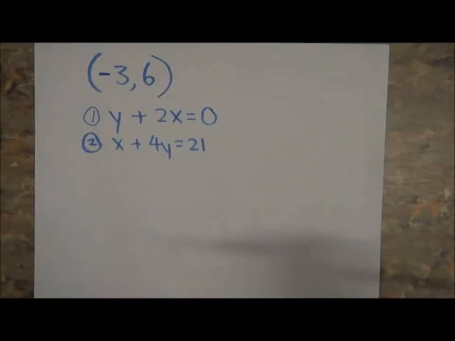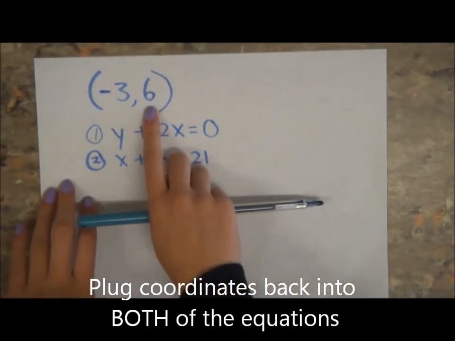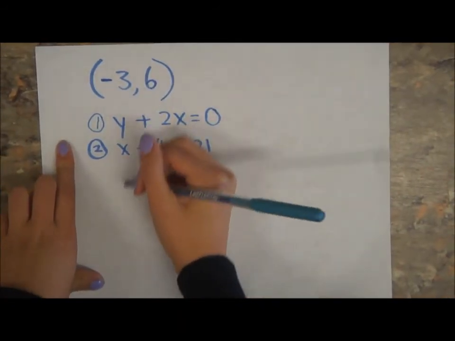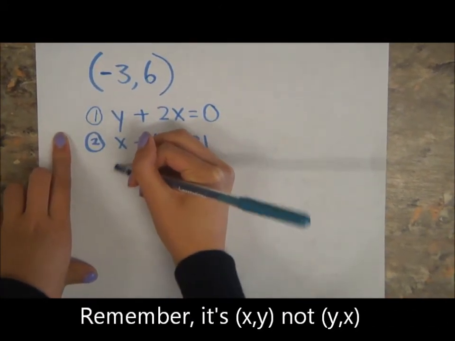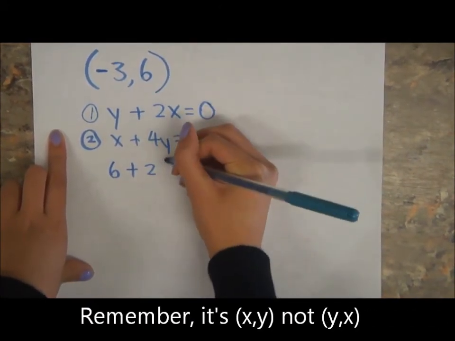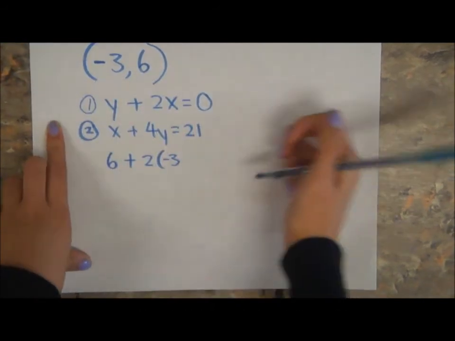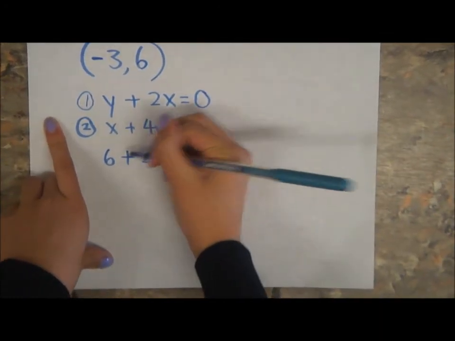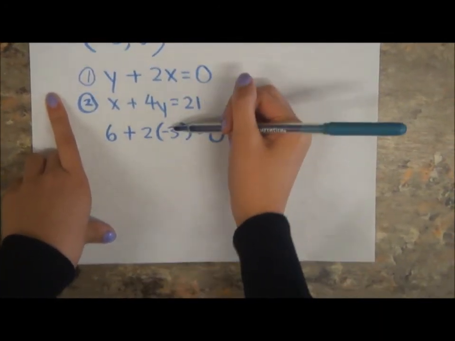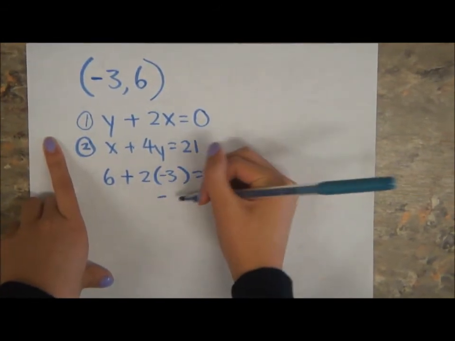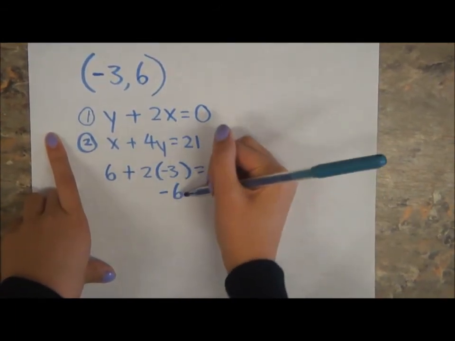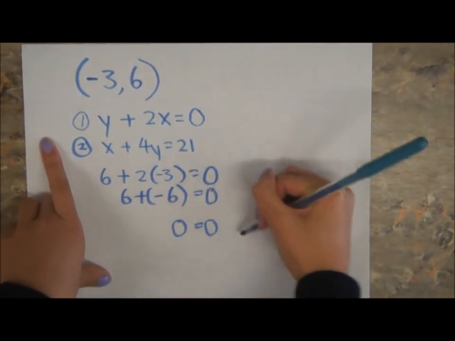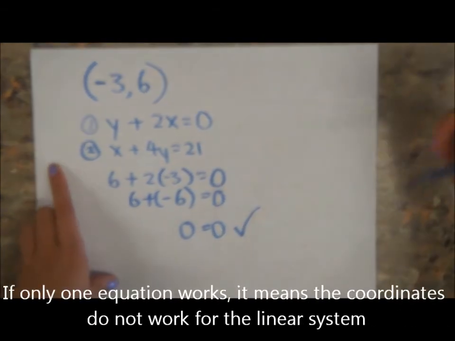To check your work, you have to plug the coordinates back into both of the equations. Since y is 6, I'm going to put 6 plus 2 times negative 3, because the x coordinate is negative 3, equals 0. And then I'm going to solve it. So 2 times negative 3 is negative 6. And 6 plus negative 6 is 0. So the first equation is right.